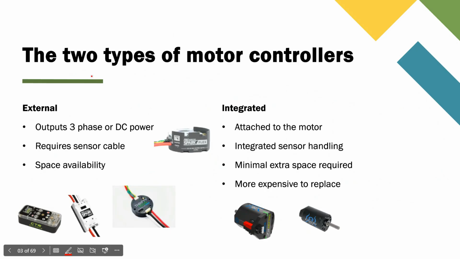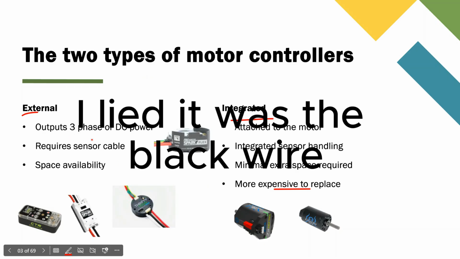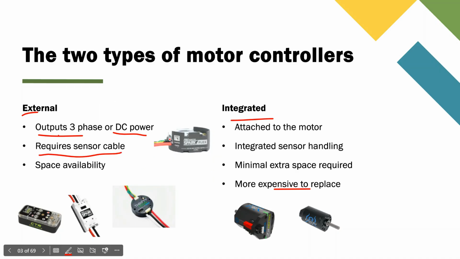There are also two types of motor controllers: external and integrated. My team uses a lot of external motor controllers, as integrated are more expensive. They have that three-phase power or DC power, so they're compatible with your brushed motors if you had one. They require a sensor cable. I'm pretty sure it is this green wire here that is the sensor. Correct me if I'm wrong.